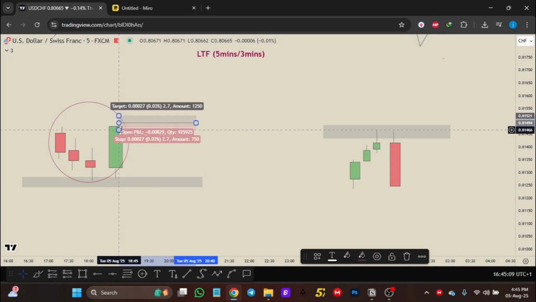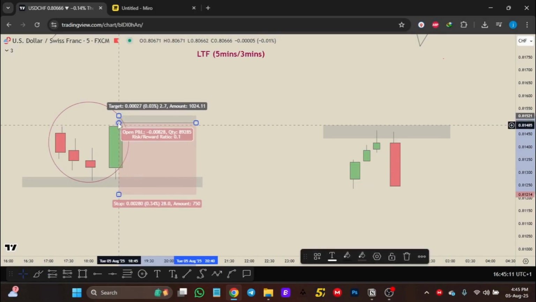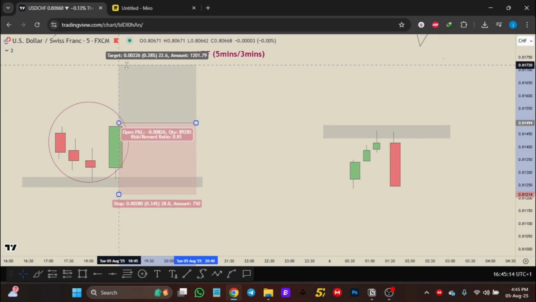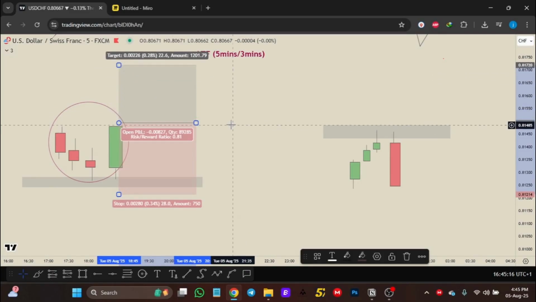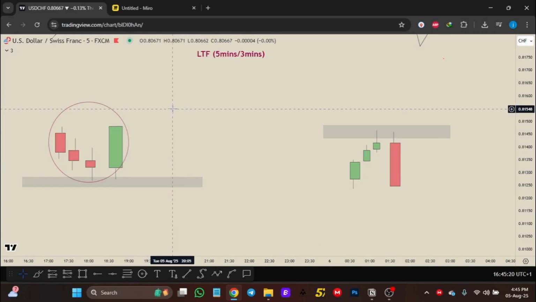Take your entry here, put your stop loss below here, and then you can go for your 1 to 3, your 1 to 4, depending on where you want to target. All right, and then this is the sell scenario here.